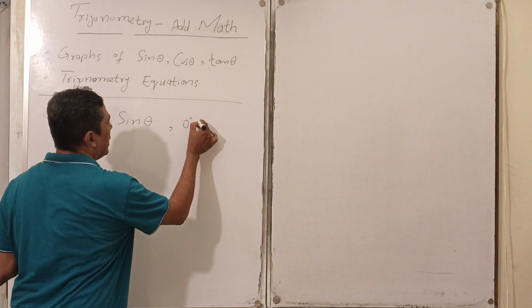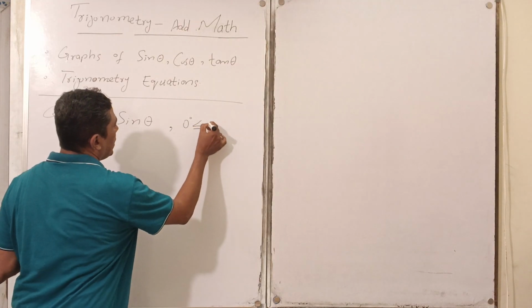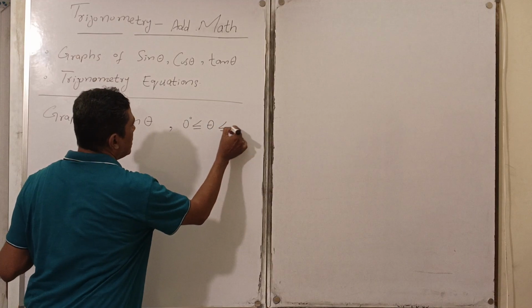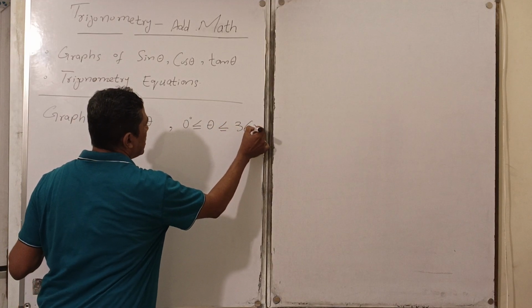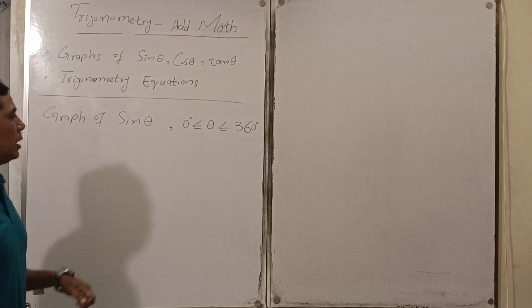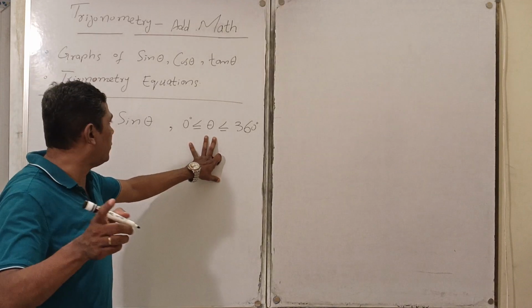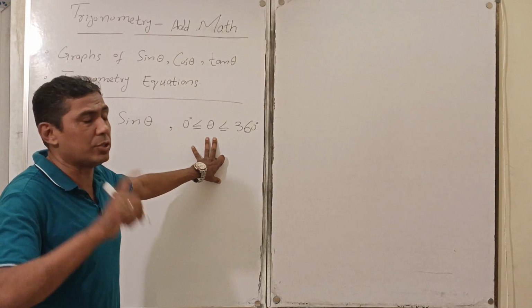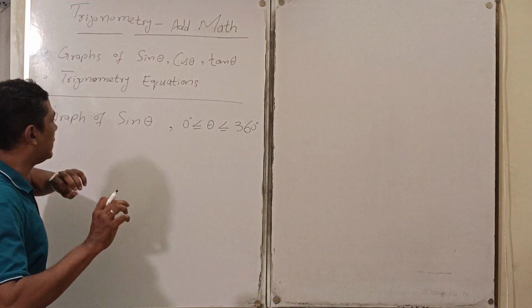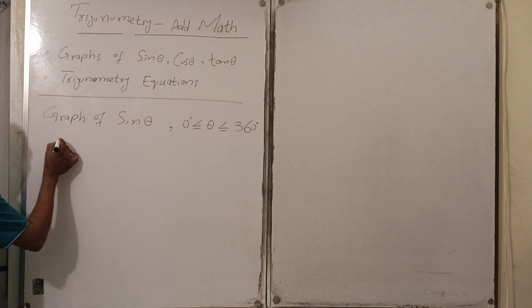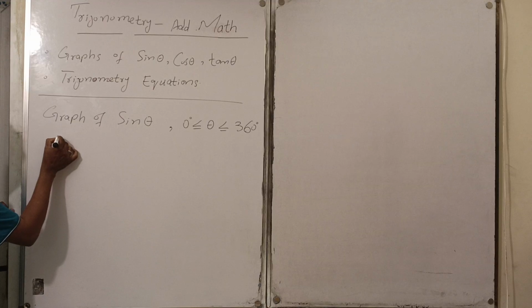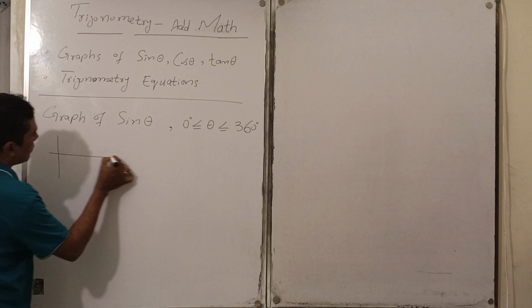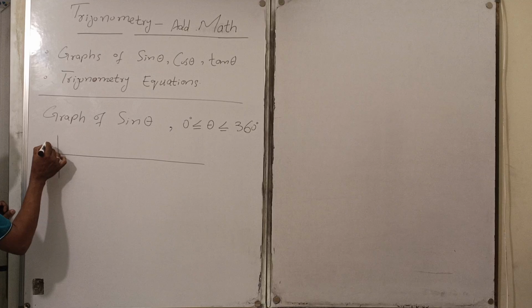For example, theta lies between 0 degree and 360 degree. Clear? Any value of theta lies between 0 degree and 360 degree, and you have to plot the graph. How will you plot a graph? First of all, you make a table.